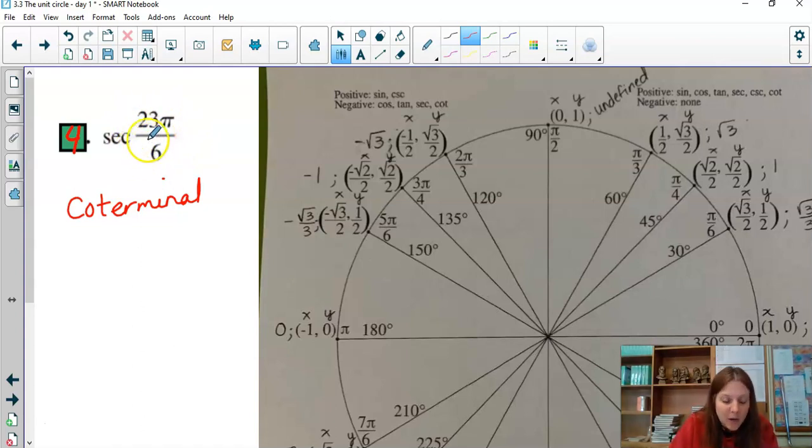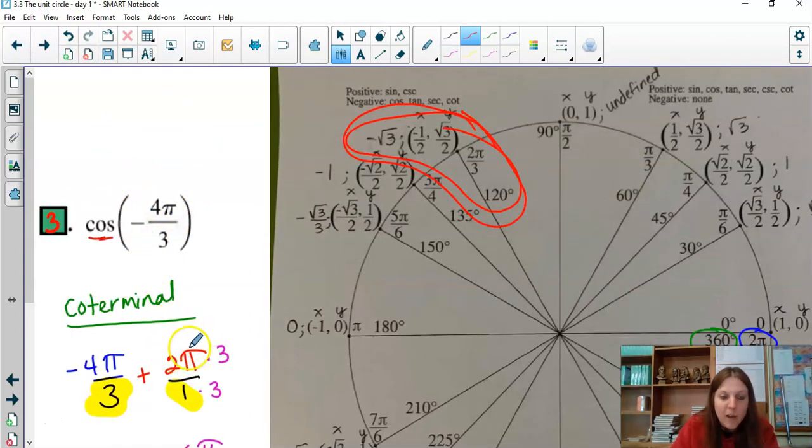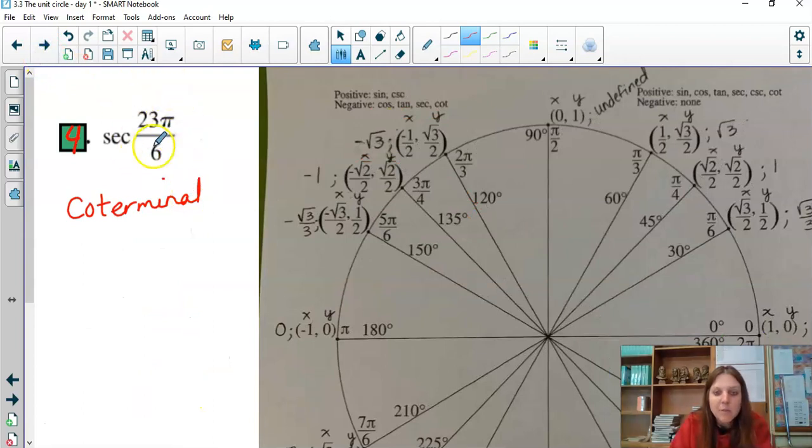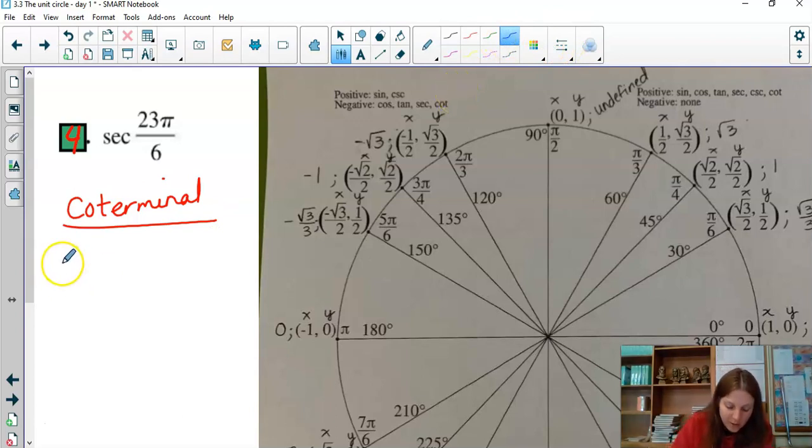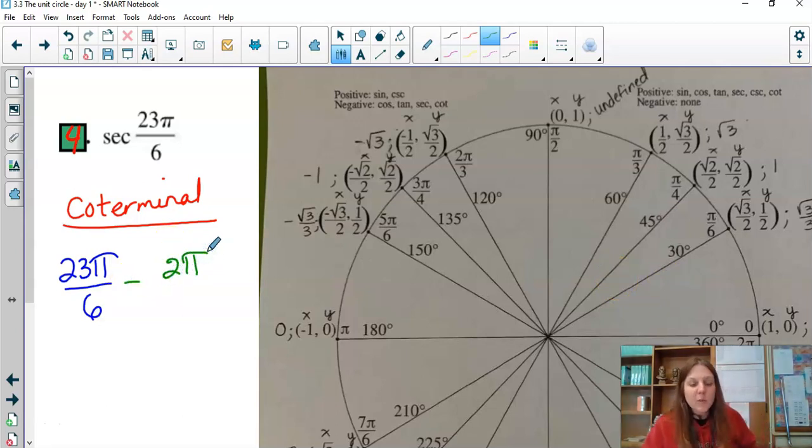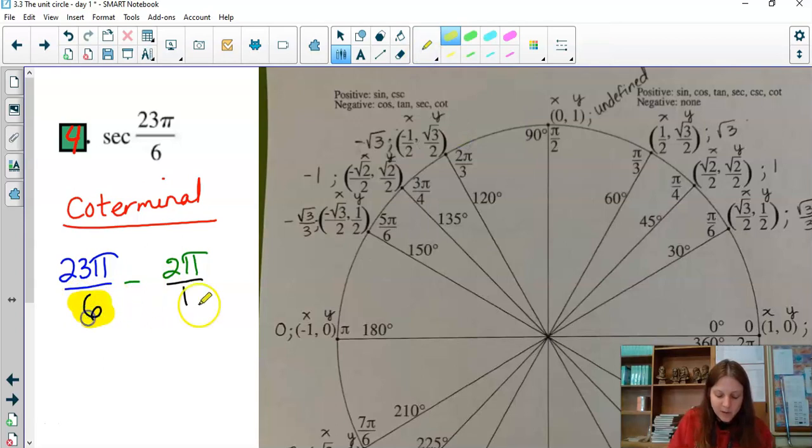This time, this is a positive number versus last time it was a negative number and we added. If you have a positive number that's not on the circle, then that likely means this is a number that is too big. So what we're going to have to do is subtract a full rotation. Okay, so we have 23 pi over 6. And instead of adding the 2 pi, if it was a negative number, we're going to have to subtract 2 pi. Just like I did with the last question, I'm going to turn this into 2 pi over 1. So in order to subtract, I need to have a common denominator.